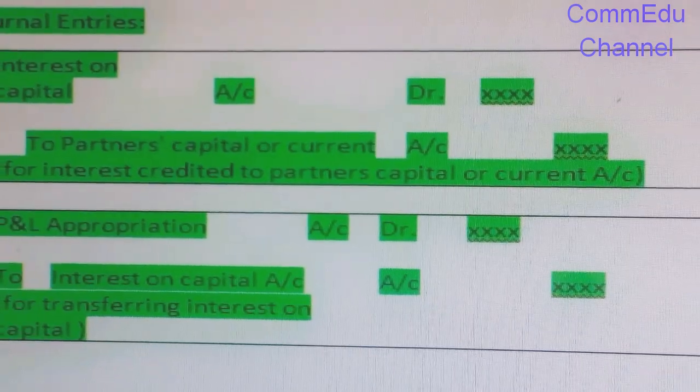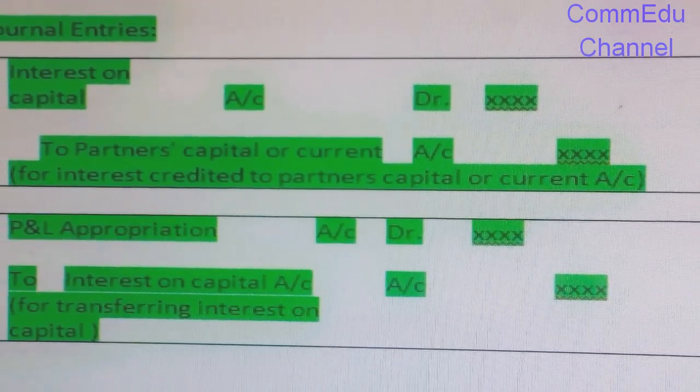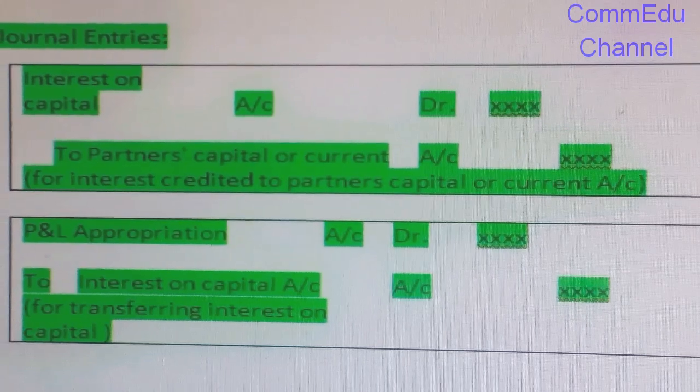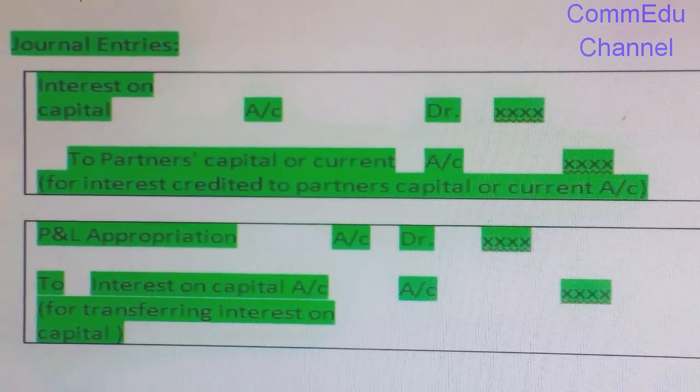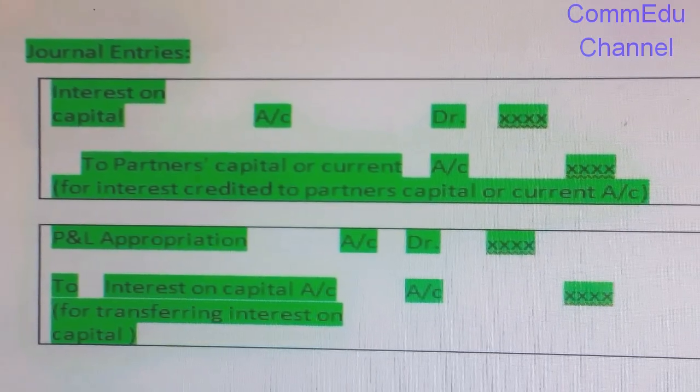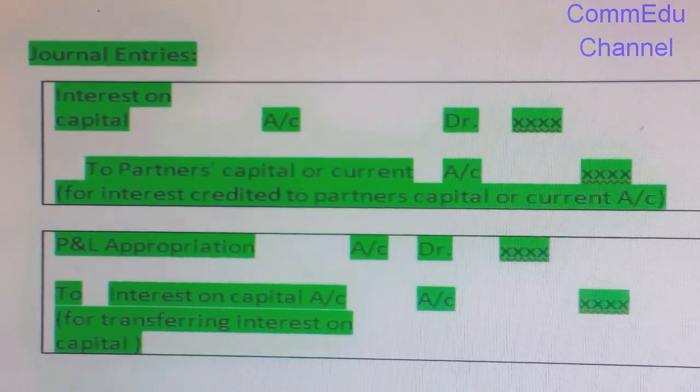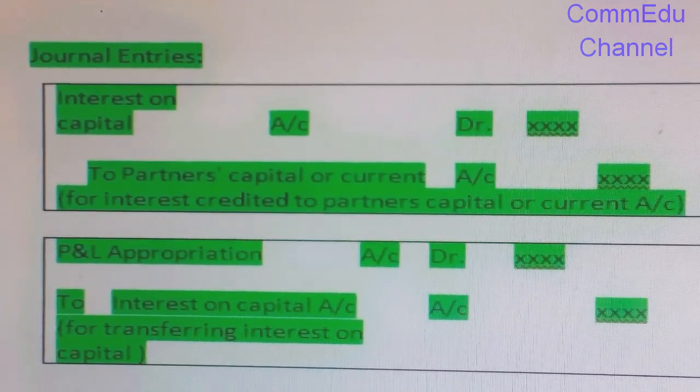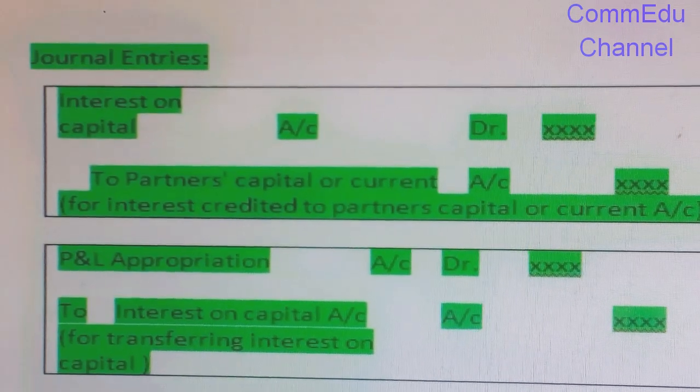account. Once again, I repeat the journal entries. The first entry is interest on capital account debit to partners capital or current account. The second entry is profit and loss appropriation account debit to interest on capital account.